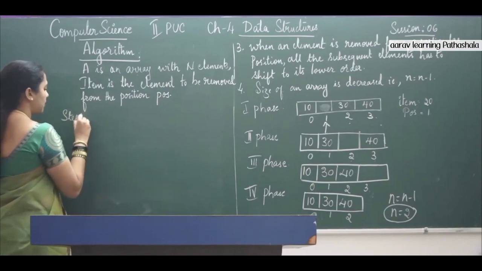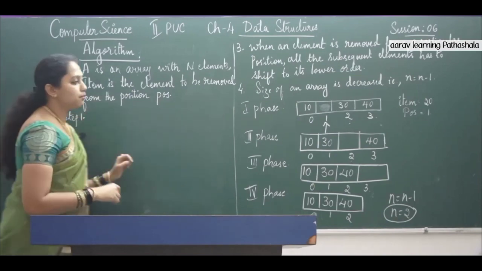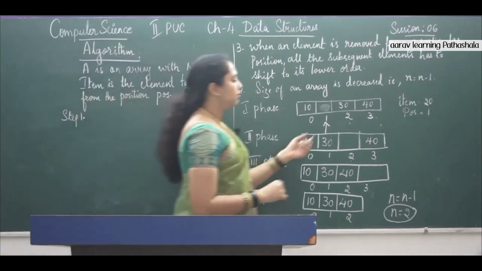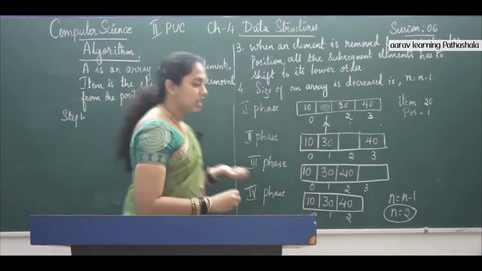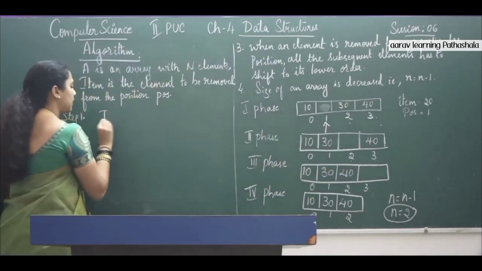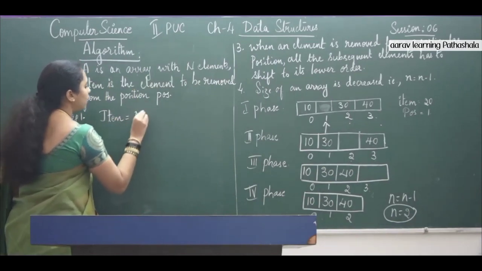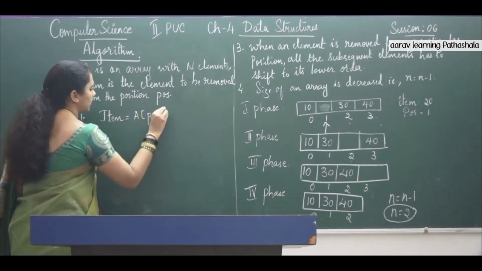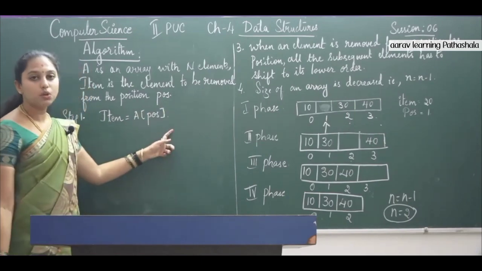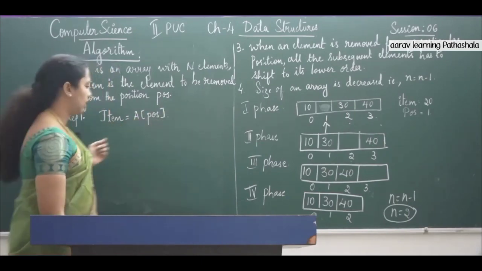The first step is we are going to remove an item from a particular position. So, item is equal to A of position. Item is equal to A of position.